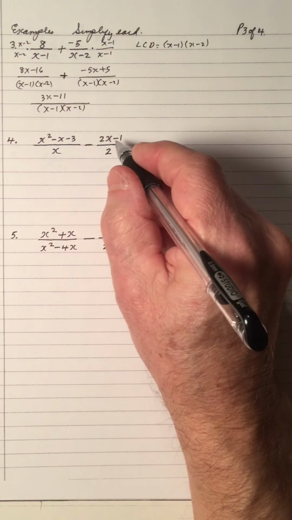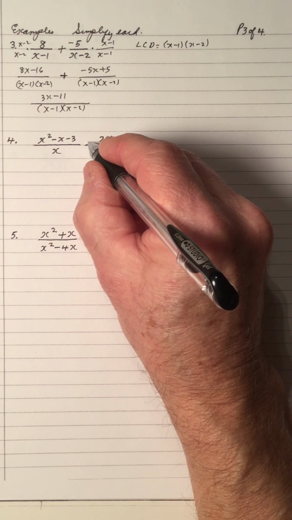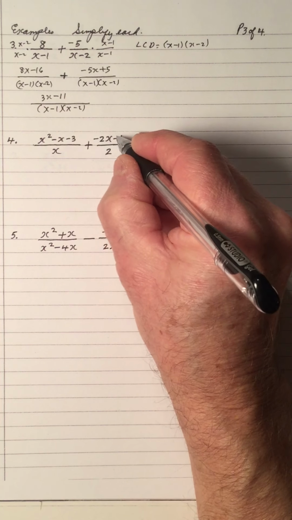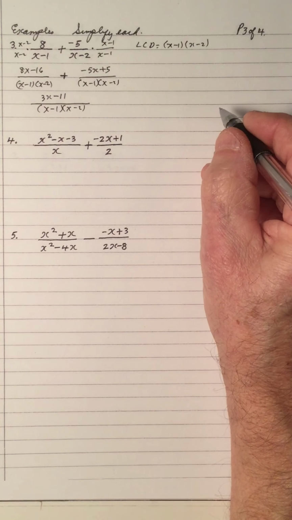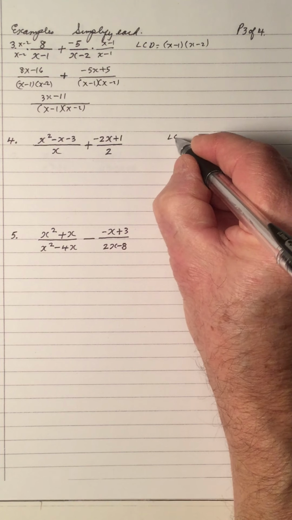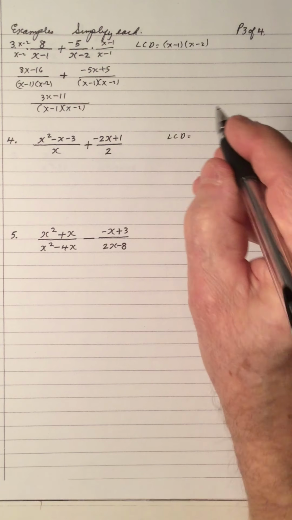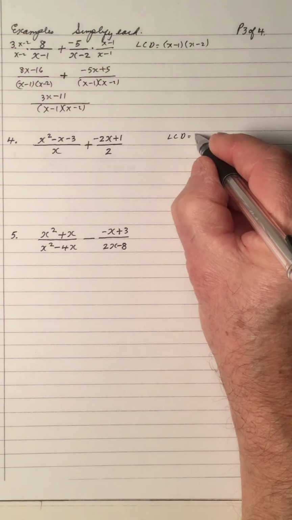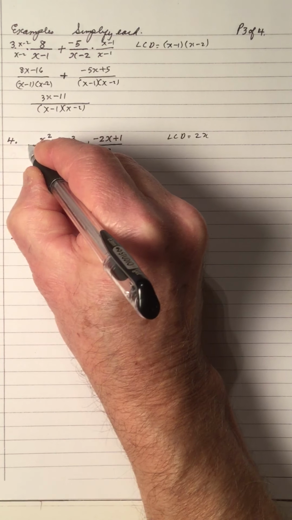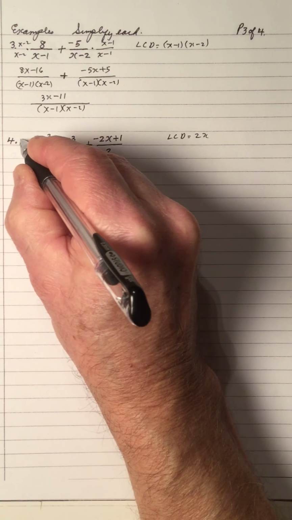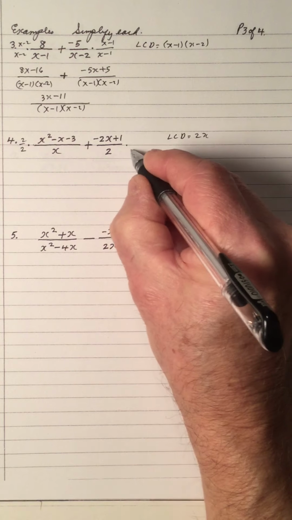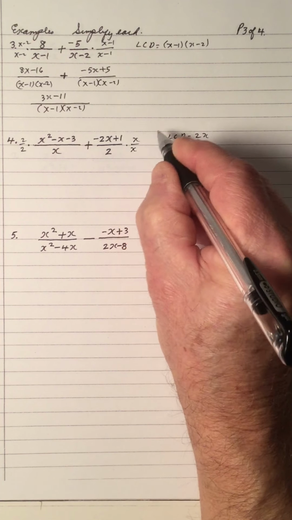Number 4, we're subtracting fractions, so I'm going to add on the opposite. I'm going to add on negative 2x plus 1. Now, let's look for the LCD, because in order to add fractions, we need a common denominator. Common denominator, I need an x and a 2, so it's a 2x. So I'll multiply the first fraction by 2 over 2. Multiply the second fraction by x over x.